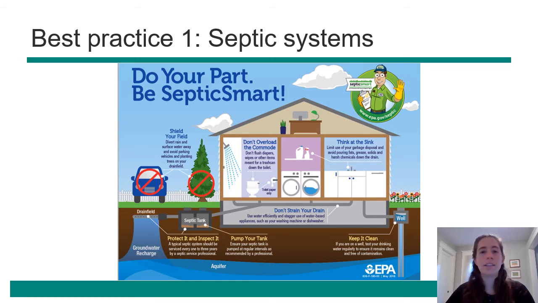And depending on the condition and type of the system you have, it's typically a good idea to get it serviced every 1 to 3 years. You can avoid flushing things besides toilet paper. Even items that say they are flushable should not be flushed down the toilet unless it's toilet paper. You should avoid pouring fats and grease, chemicals and solids down sink drains, as these can clog up the septic system and stop it from properly processing waste. And finally, keeping the septic drain fields clear of trees, vehicles, or other heavy uses that could damage septic lines or tanks is another great way to protect your septic system.